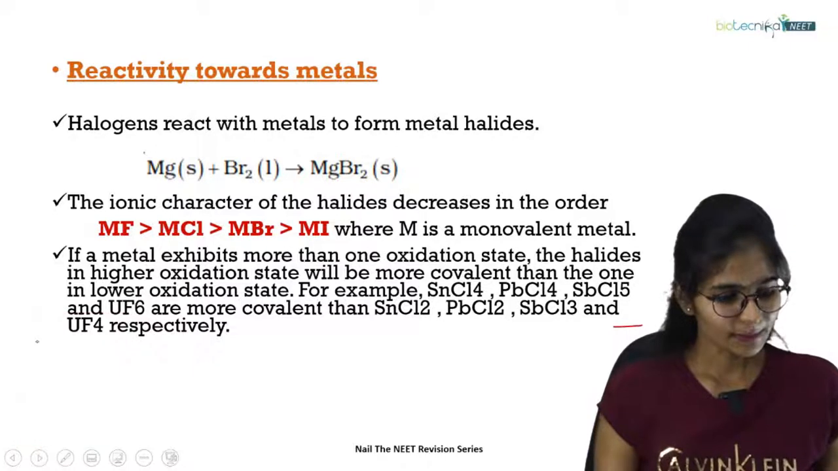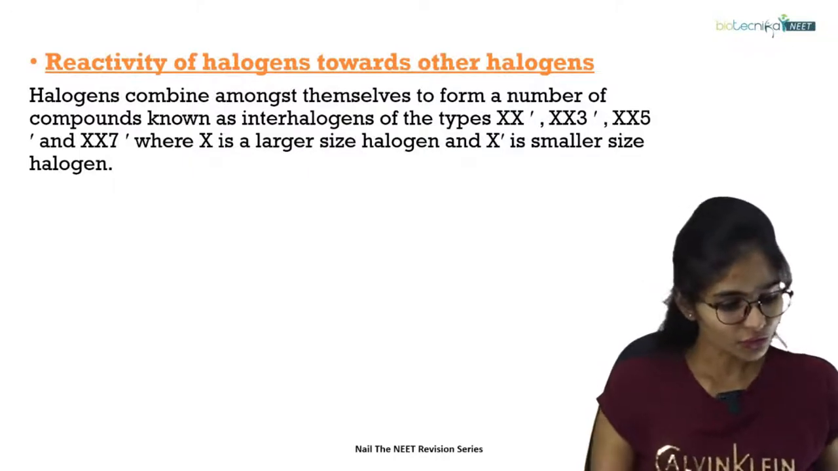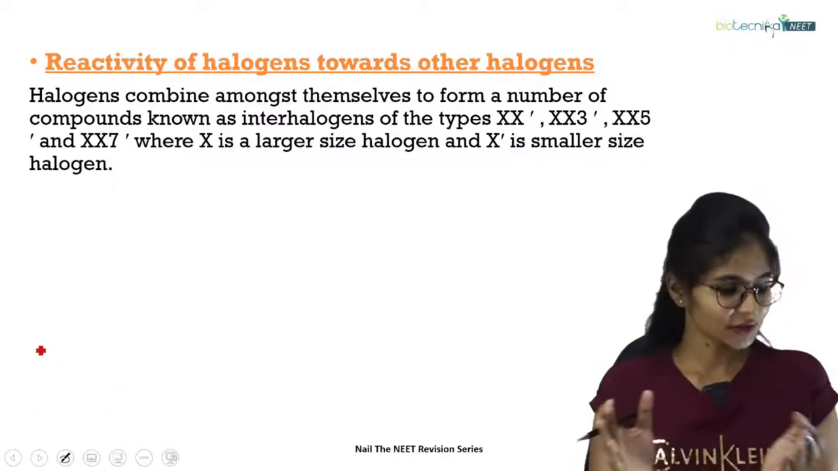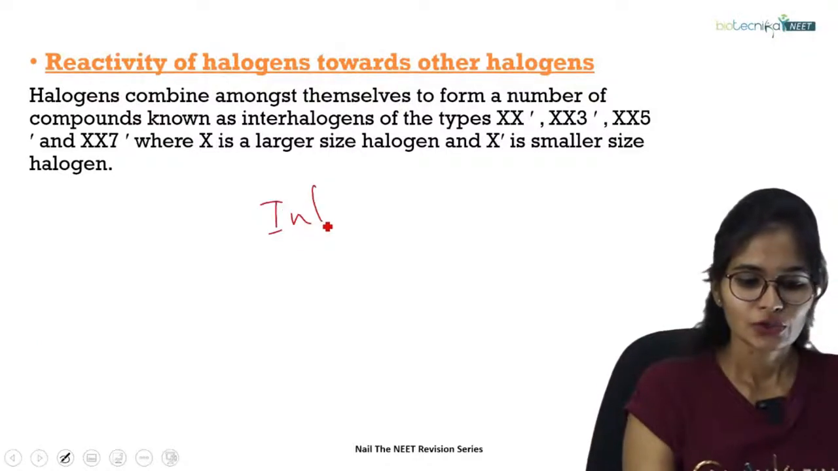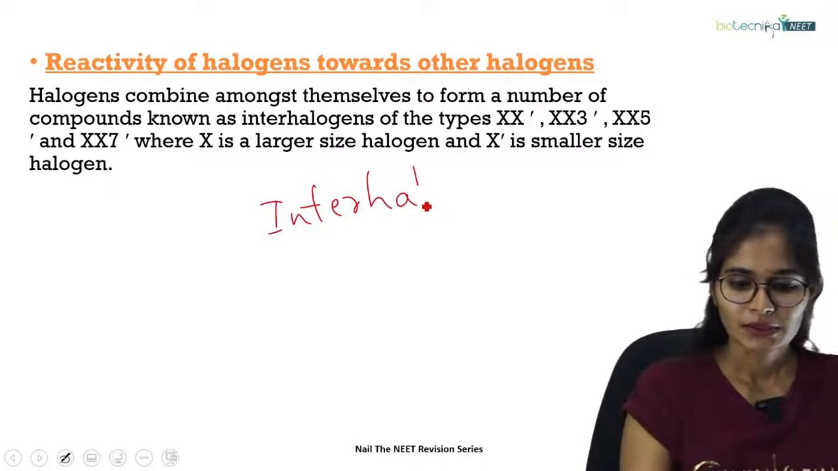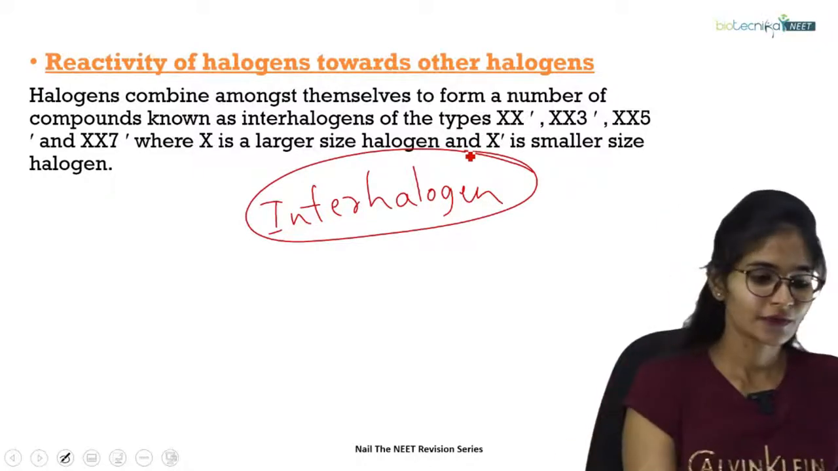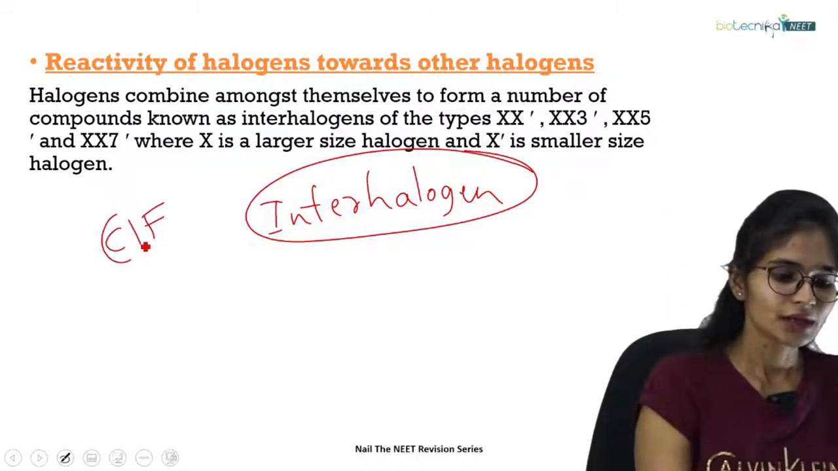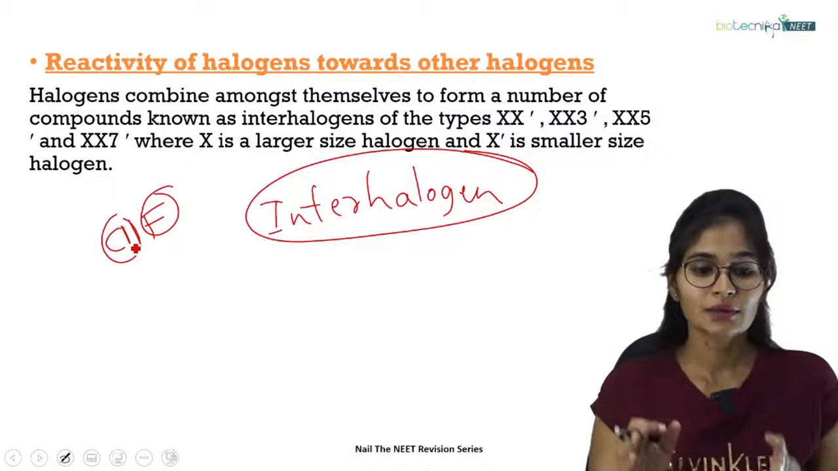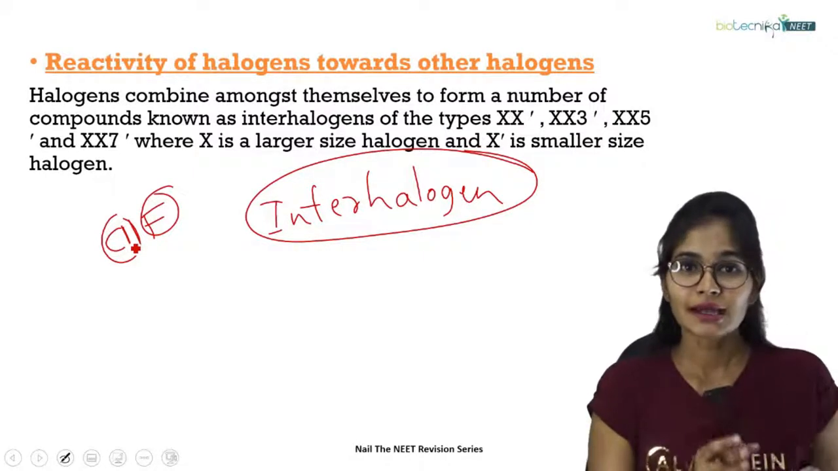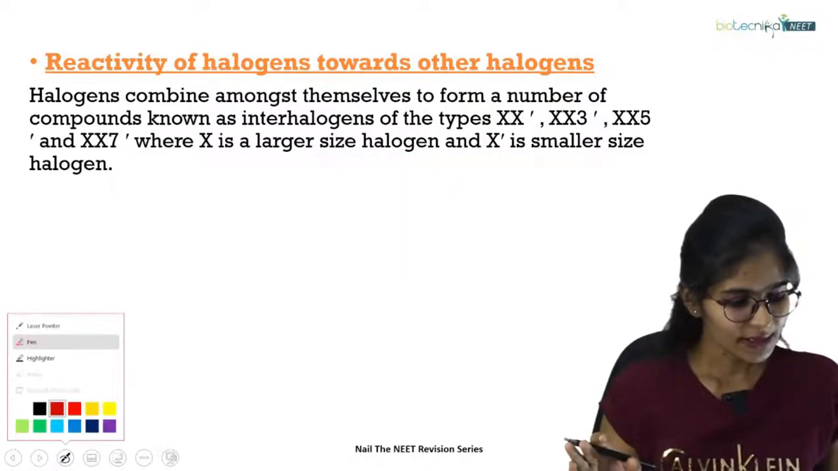Now coming to the next part, reactivity of halogens towards other halogens. Whenever halogens react with each other, they form interhalogen compounds, where two different halogens combine with each other. For example, ClF: both are halogens, and they combine to give an interhalogen compound. That is the halogen reactivity towards another halogen atom.